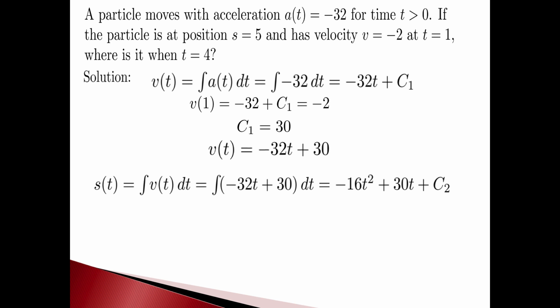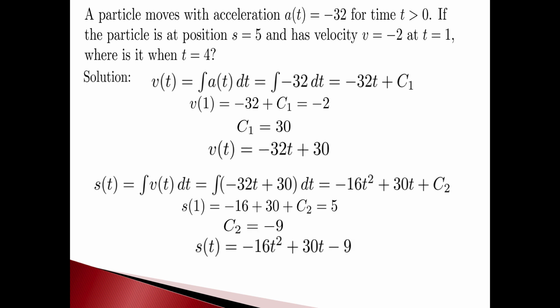Now, the other thing they told me in the problem was that the position of this particle is 5 when t is equal to 1. In other words, when I plug 1 into this equation, I should get 5. So I'll do negative 16 times 1 squared plus 30 times 1 plus c2. Again, I didn't write the 1 squared and the times 1 in there because obviously that's already simplified. You know what happens when you multiply something by 1. But when you do all of that, plugging 1 into the equation, you should get 5. Well, that's enough now to solve for this c2. If I do the arithmetic and solve for c2, you get negative 9.